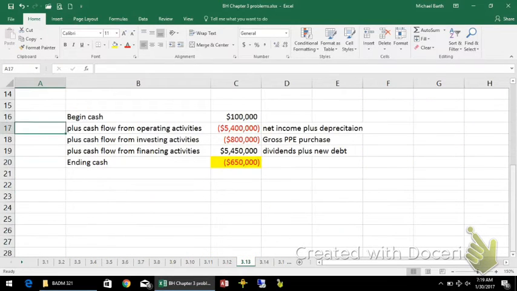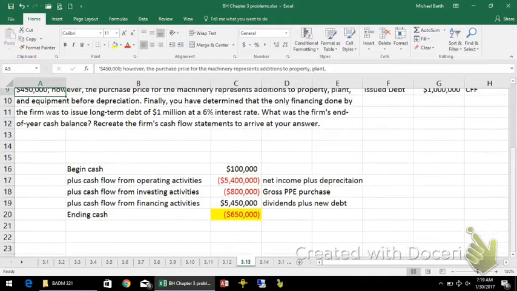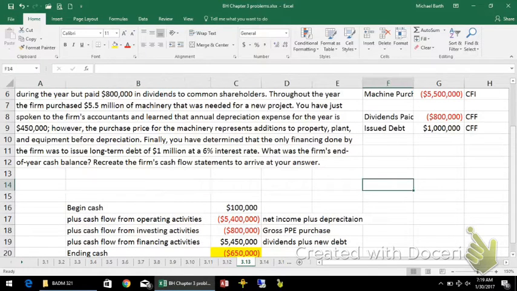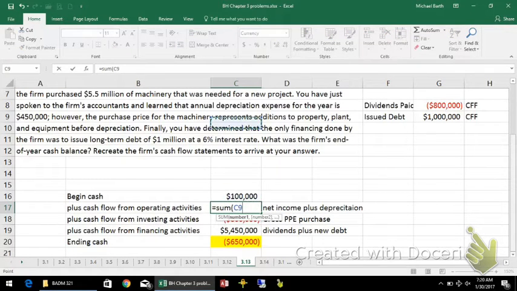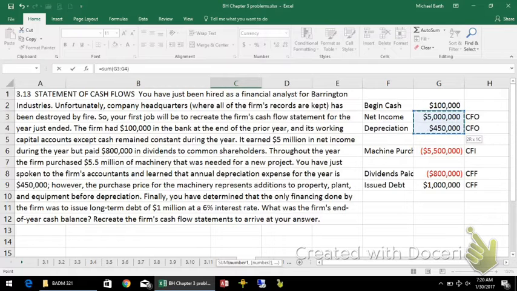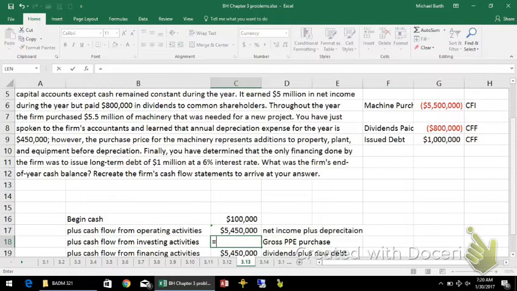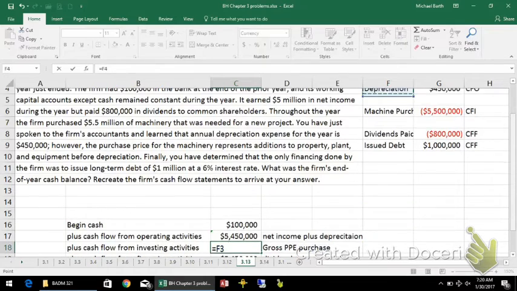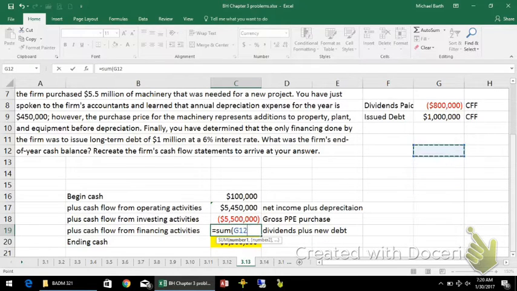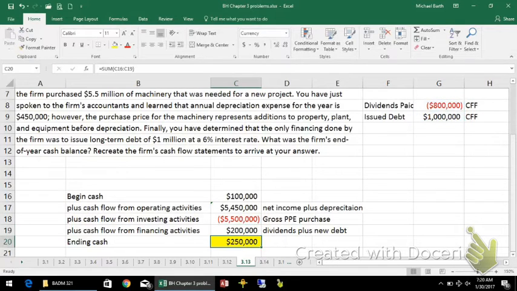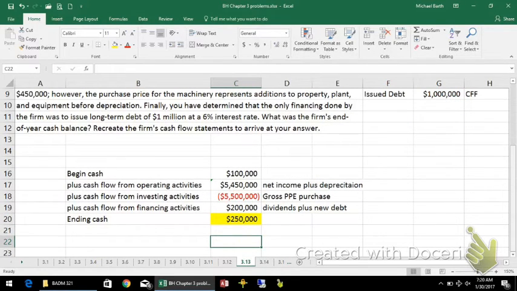All right, and I reproduced that looking a little prettier over here at the bottom. All right. And that's your cash flow statement. Ending cash. There we go. The ending cash is $250,000.